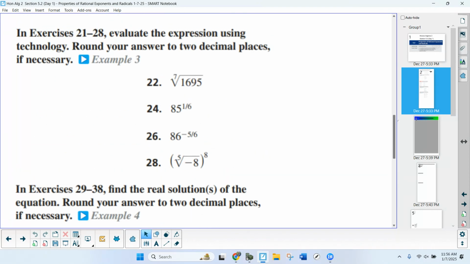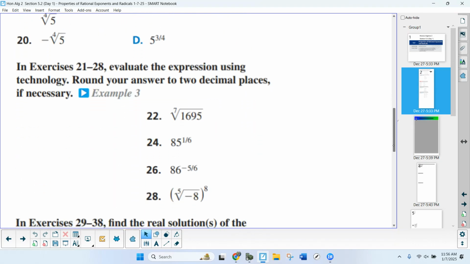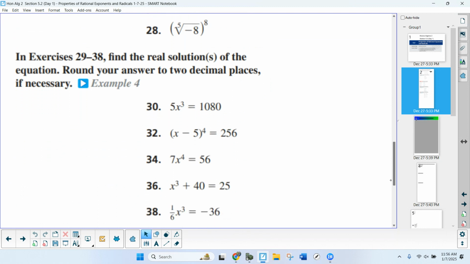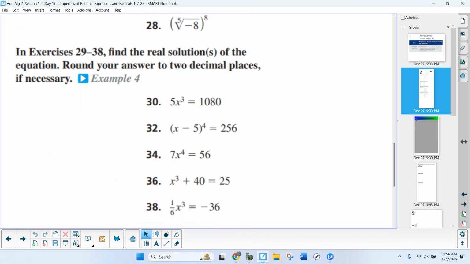These ones, evaluate using technology, so you use your calculator. Same thing here. And then these ones were solved. So on these ones, make sure you guys are showing me a little bit of work of how you're getting, just a little, okay, how you're getting the answer. You can't just have an answer down. All right, any questions at all? All righty, pass them in.